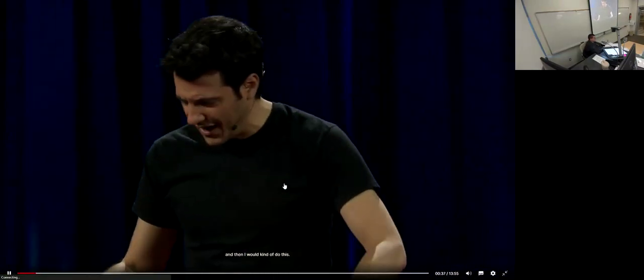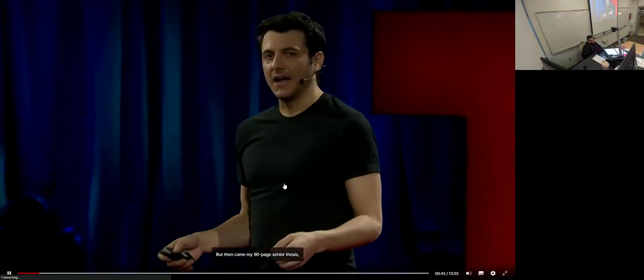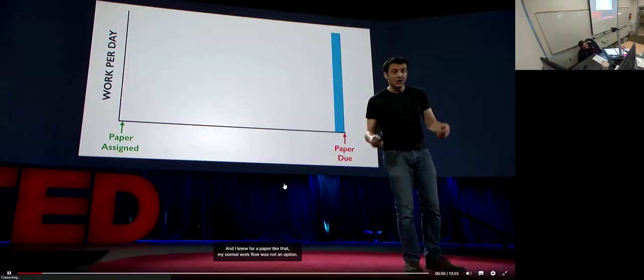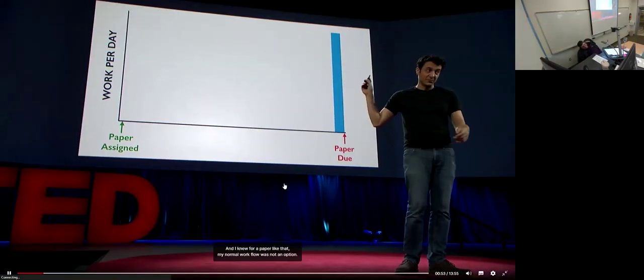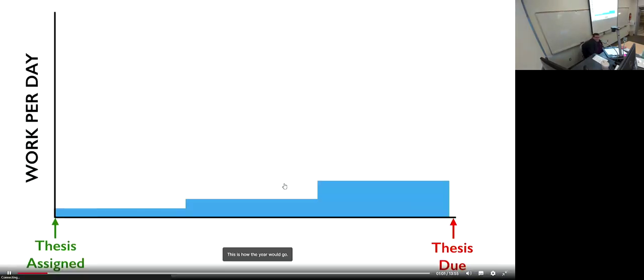I would have it all ready to go, but then actually the paper would come along, and then I would kind of do this. And that would happen to every single paper. But then came my 90-page senior thesis, a paper you're supposed to spend a year on. I knew for a paper like that, my normal workflow was not an option. It was way too big of a project. So I planned things out, and I decided it kind of had to go something like this. This is how the year would go. So I'd start off light, and I'd bump it up in the middle ones. And then at the end, I would kick it up to high gear. Staircase. How hard is it? Just walk up the stairs. No big deal, right?